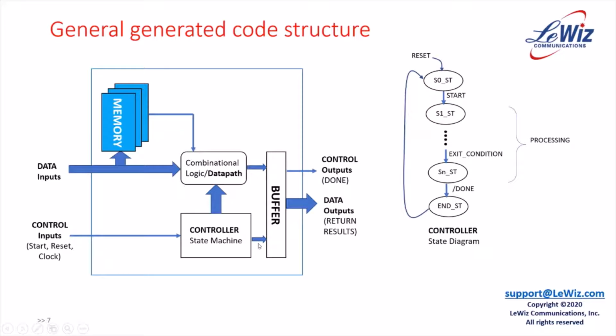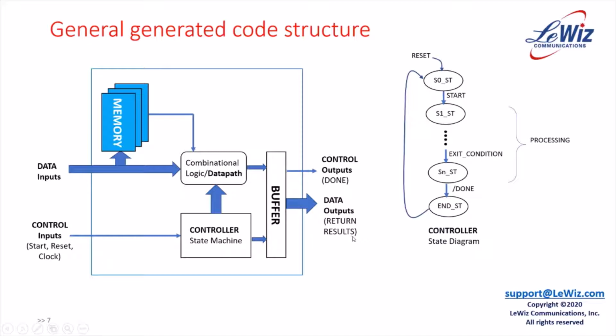The outputs of the controller and the data path are buffered for synchronization. For example, the done signal is buffered before it's sent out. And if your code requires some result to be returned, it also generates that.